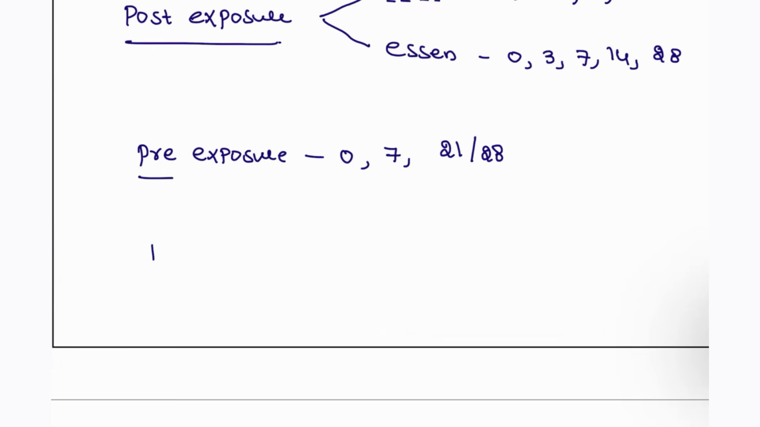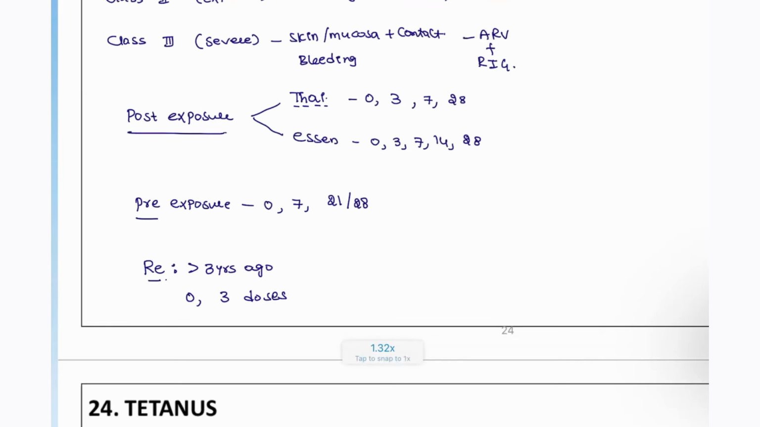Okay, next re-exposure. If the patient had this condition more than 3 years ago, then we can give. How many doses? Days 0 and 3, two doses should be given for this patient. Okay, this is how we are going to follow the prophylaxis for rabies.